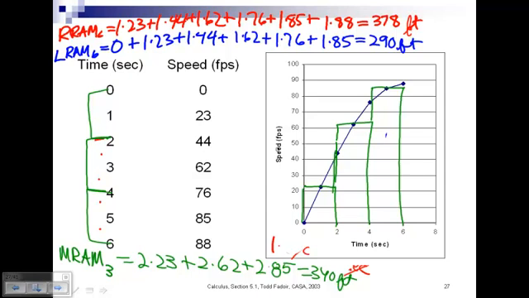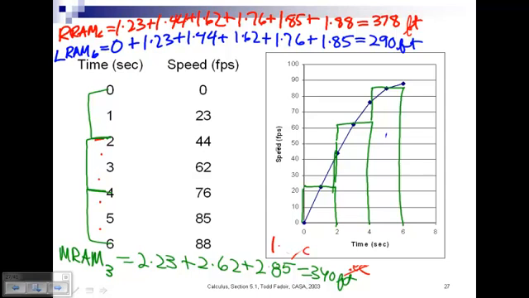So if it just asks you for the distance traveled, do we have to do the RRAM, the LRAM, and the MRAM, or can we just cut to the... Okay, on my test, on the AP exam, they will tell you which estimation method they want you to use.